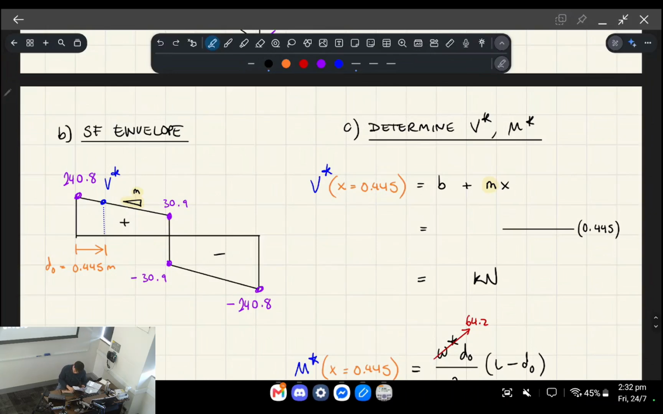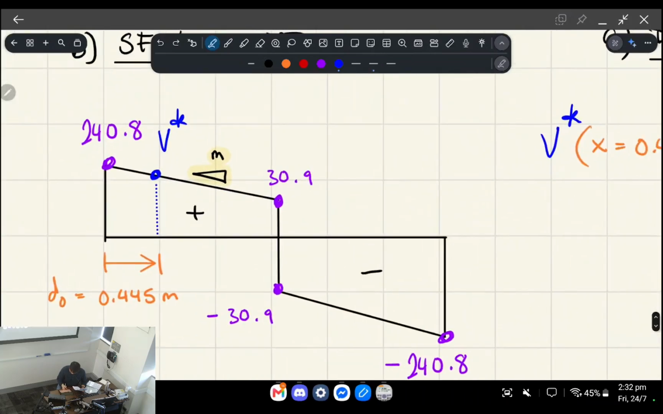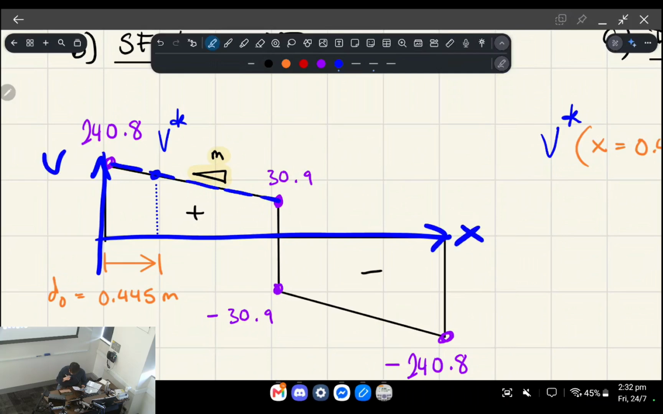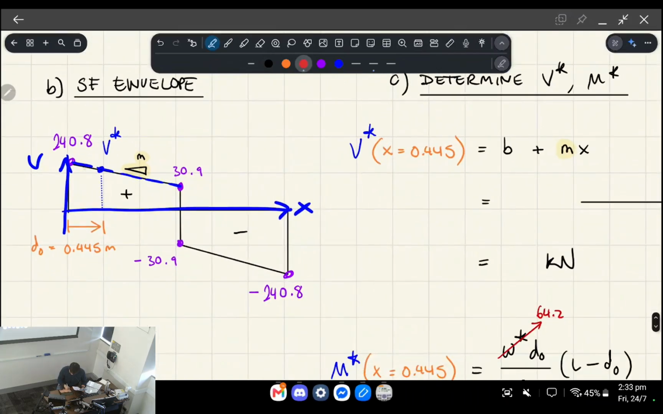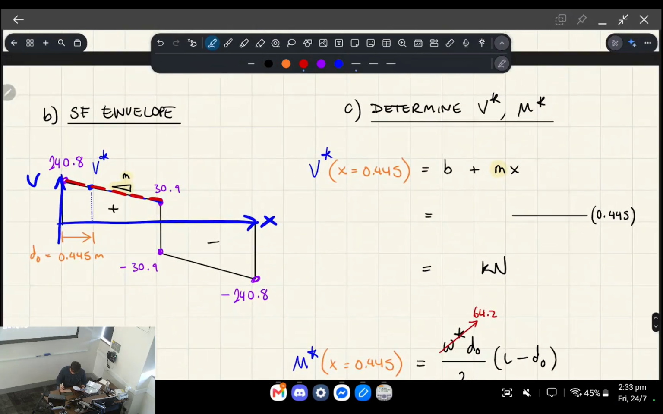Okay, so what we need to do is we need to basically find a function, again, a straight line function, for this line. Let me zoom in. This line is what we're interested in now, right? And just like before, visualize this as v versus x. We're interested in finding this straight line function. The way that we do that is just with y is equal to mx plus b, except here I'll draw it as b plus mx, right? So b is the y-intercept, and the y-intercept for this line is going to be 240.8, right? So from the first case.